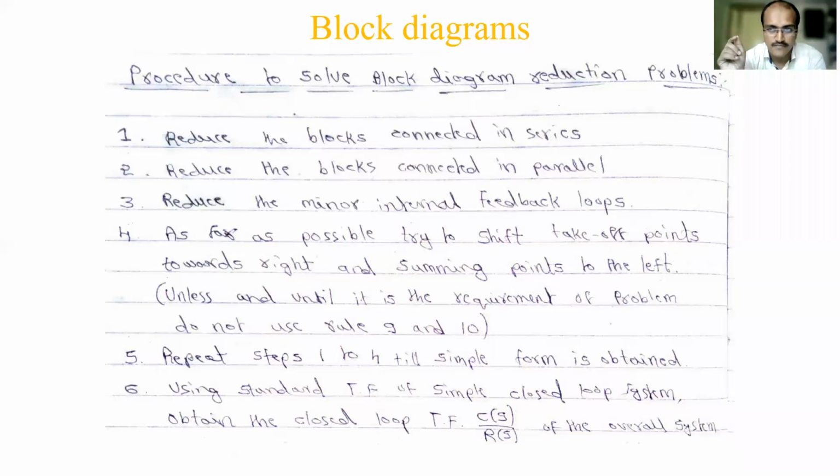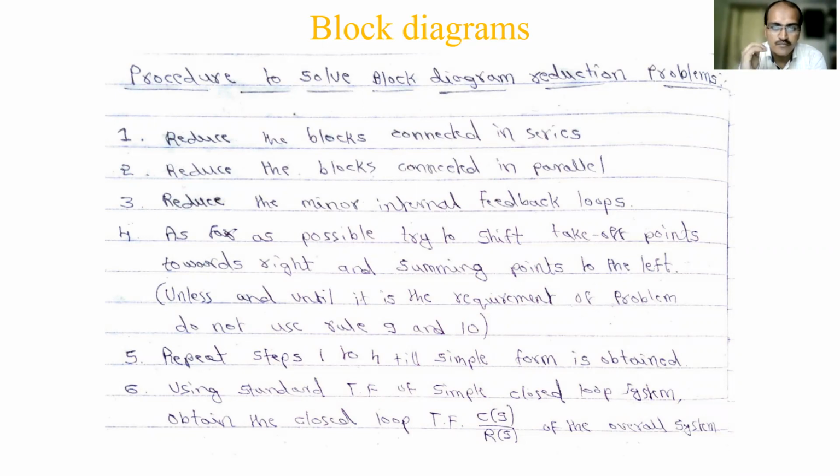If the sign is minus in the feedback. If the sign is plus there, it is G of S by 1 minus G of S H of S. In short, we call it G by 1 plus GH or G by 1 minus GH. This is the standard formula. So using that, we'll try to reduce it.